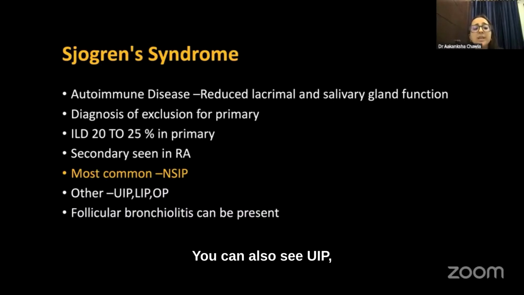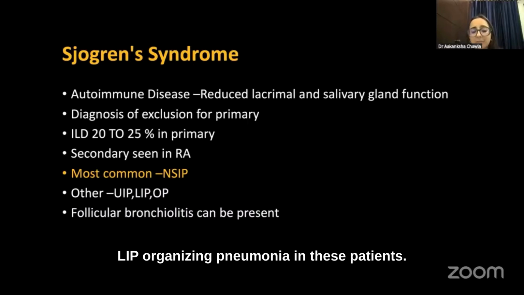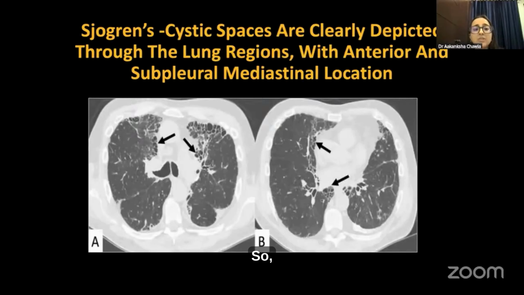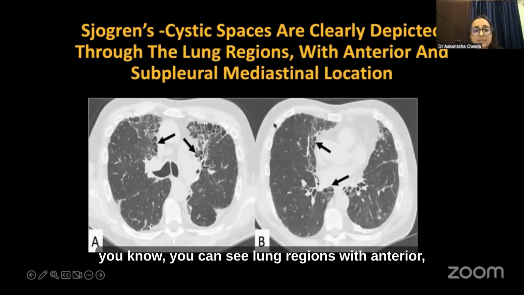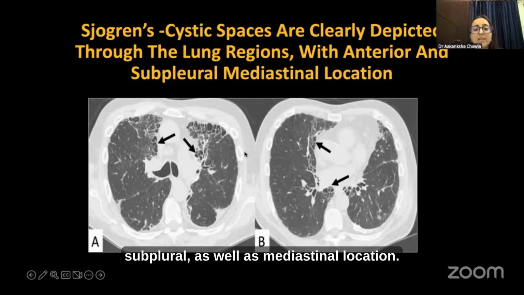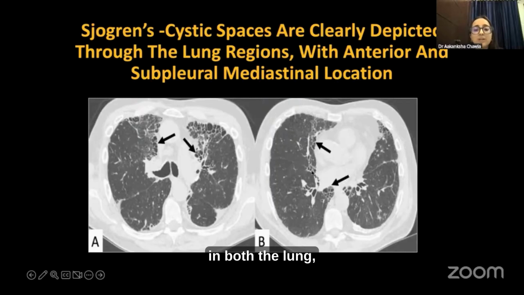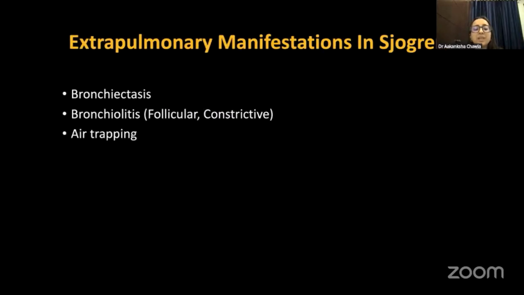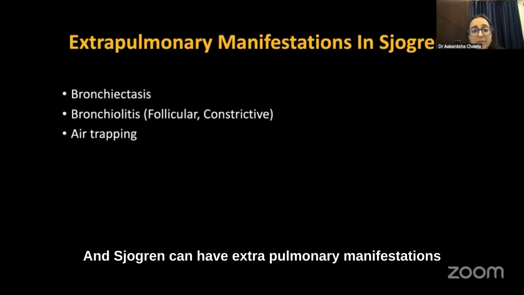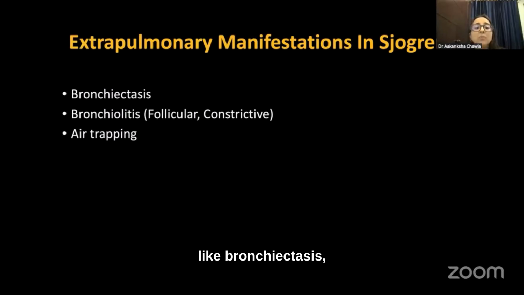You can also see UIP, LIP, and organizing pneumonia in these patients. So this is again a case wherein you can see lung regions with anterior, subpleural as well as mediastinal location, and you can see there are cystic spaces in both the lung fields in these locations. Then Sjögren can have extrapulmonary manifestations like bronchiectasis, bronchiolitis, follicular or constrictive, as well as areas of air trapping.